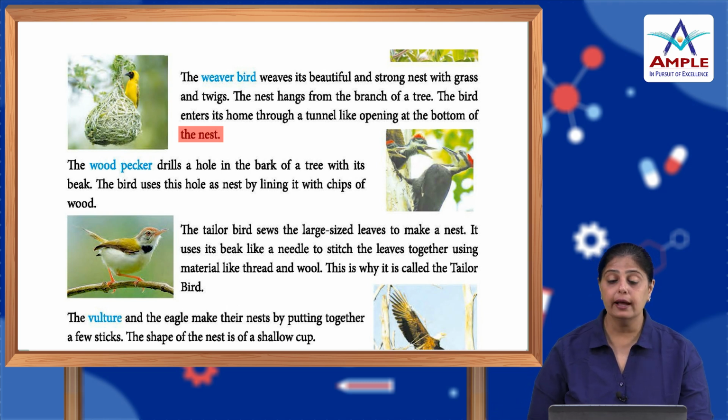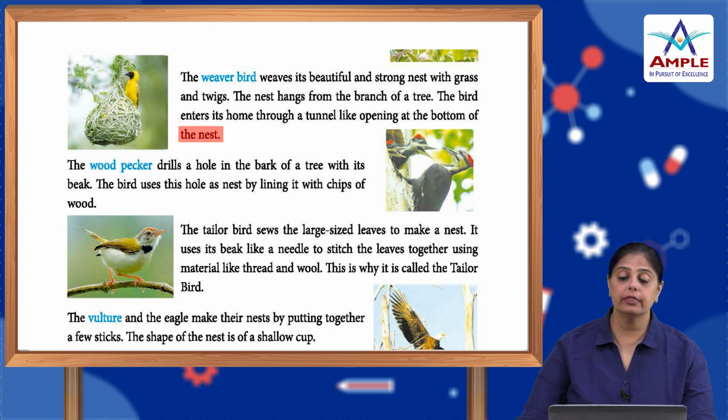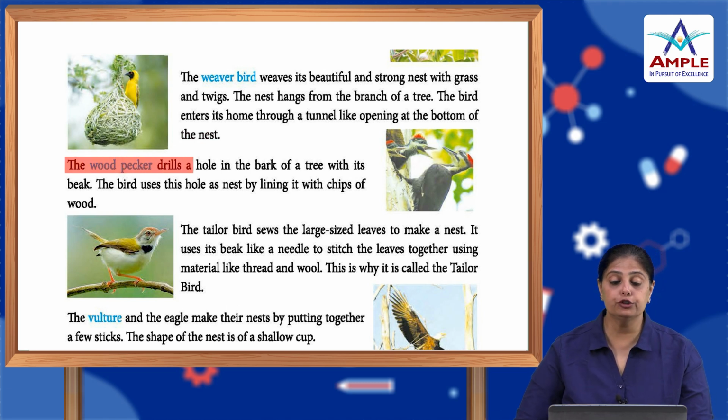Okay, it's strong, it's beautiful, it has grass, it has twigs on it. It hangs from the tree branch, and it has an opening at the bottom of the nest. Now, the woodpecker drills a hole in the bark of a tree with its beak. The bird uses this hole as a nest by lining it with chips of wood. Okay, so that's how the woodpecker does.